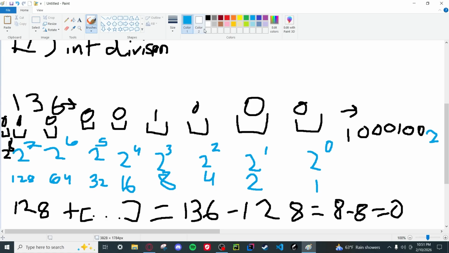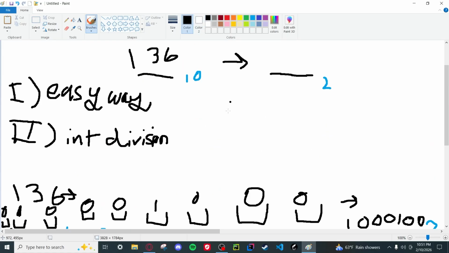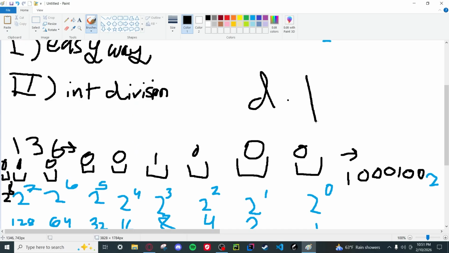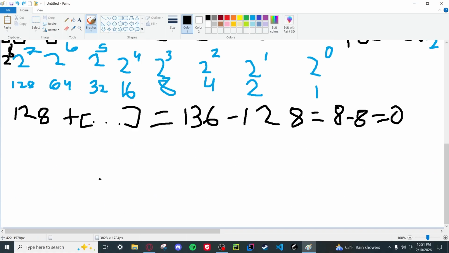Now I tried to show you by just reversing the process, kind of like reverse engineering the formula that we used earlier. The way I do it though is kind of like this. I have 136. Write out my places. Well, we know 128 is going to be here. 2 to the 7th, 2 to the 6, 64, 2 to the 3rd.